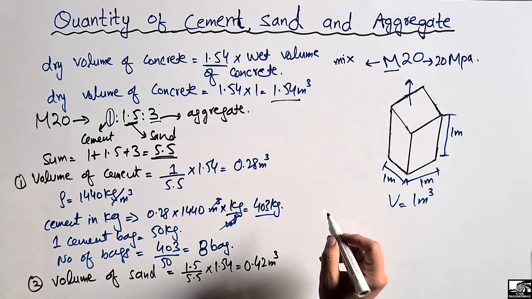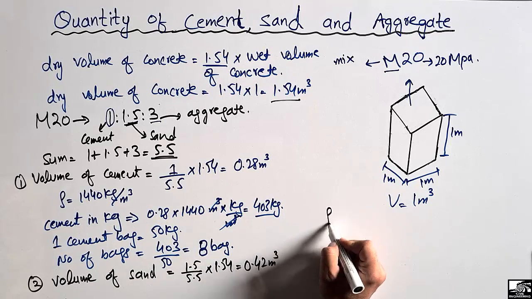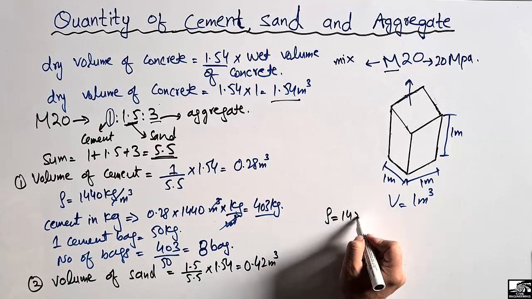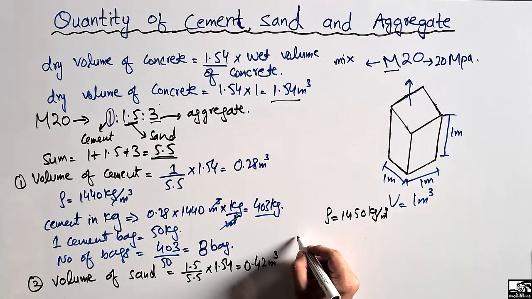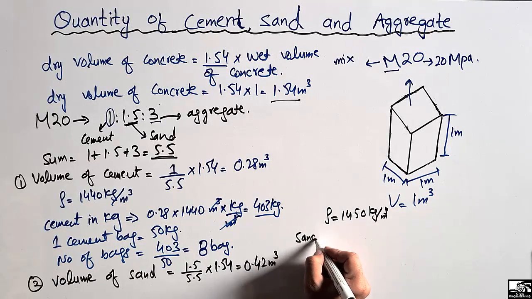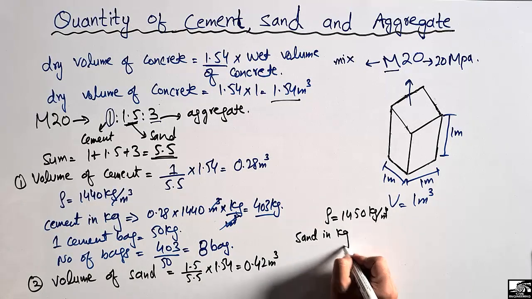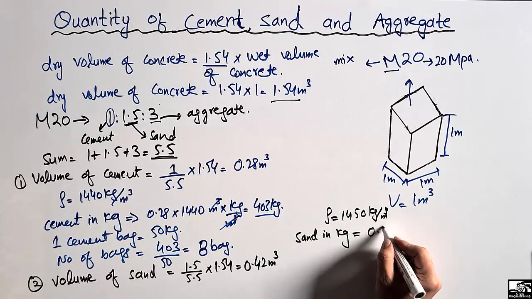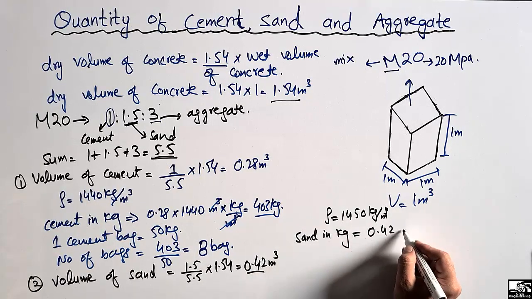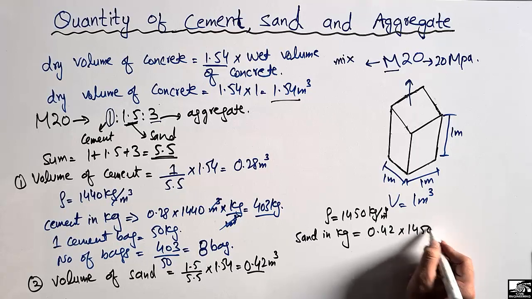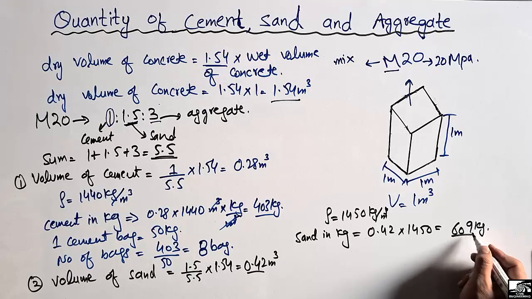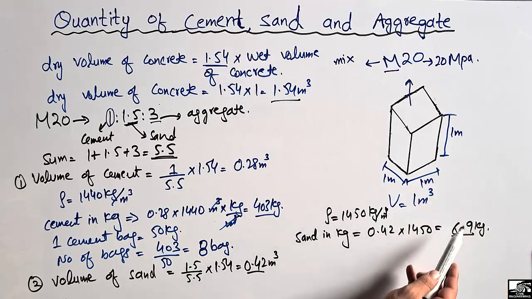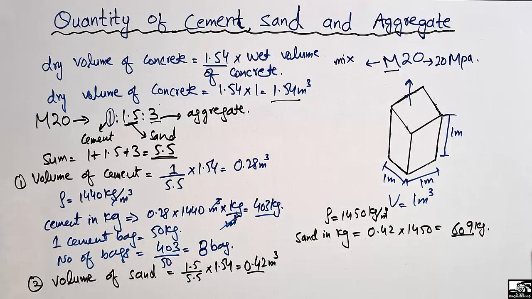Now we know that the density of the sand is 1450 kilogram per cubic meter. So the sand in kilogram will become 0.42. If you multiply this with the density of the sand, it comes out to be 609 kilogram. So 609 kilogram of sand is used in this 1 cubic meter concrete.